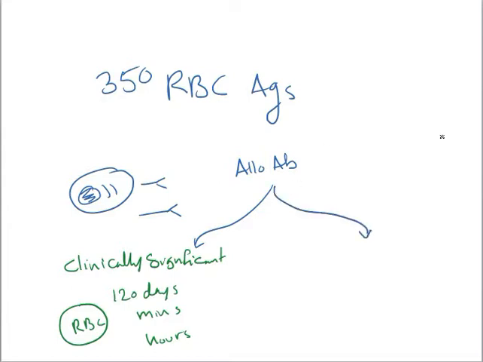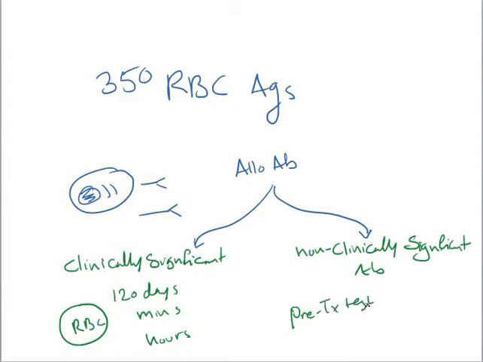The other type of allo antibody, we call non-clinically significant antibody. So these antibodies don't have the same effect as the clinically significant ones. However, they still cause complications in pre-transfusion tests. So when these non-clinically significant antibodies are present in a patient, they may complicate the cross-matching process. And again, we will talk about this later in a future video.